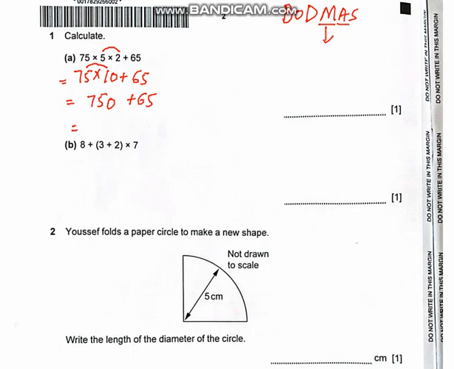Now you have got to add them up together. So 5 and 0 is 5. 6 and 5 is 11 and it is 815.